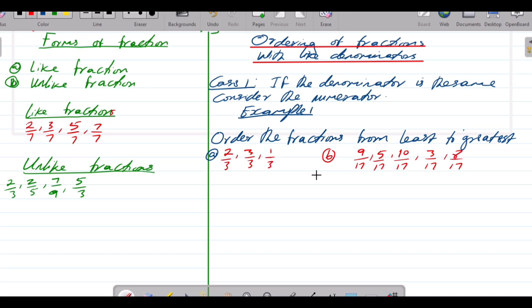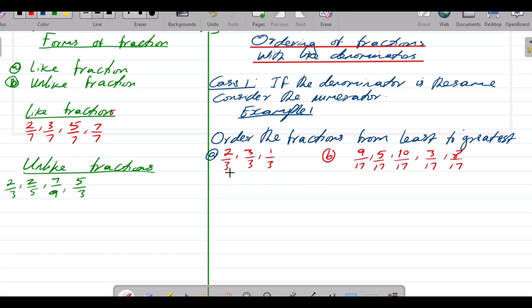So example 1 says, order the fractions from least to greatest. For the first question, we have 2 over 3, 3 over 3, and 1 over 3. Don't forget, for fractions with like denominators, we only consider the numerator to determine the greatest value, then followed by the next number with the greatest value. Here the examiner wants us to arrange the numbers from the least to greatest. That's from the smallest number to the bigger number, and that is ascending order.